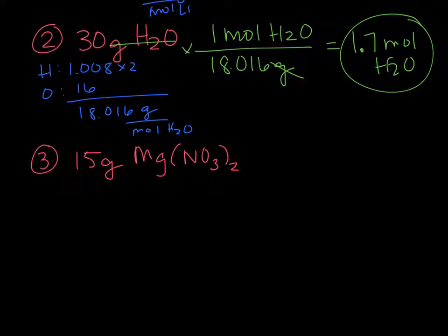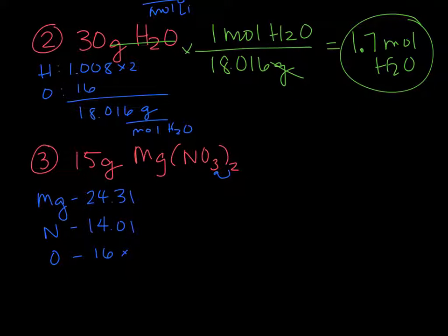All right, one more. We've got 15 grams of magnesium nitrate, and I want to know how many moles of magnesium nitrate that is. So like with the other ones, I've got to calculate molar mass. So magnesium's mass is 24.31, and nitrogen's mass is 14.01, and oxygen's mass is 16. So we're going to multiply 16 by, we have 6 right here, and nitrogen by 2, and magnesium is 1. So then we're going to multiply those out and add them together, and I get 148.33.